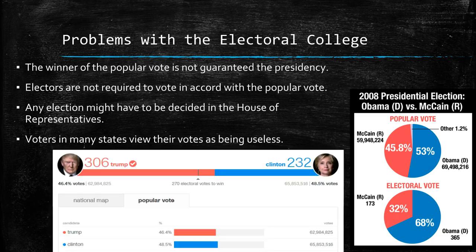So as you can see here, what I was saying about the 2016 election, you can see where the popular vote here, Hillary Clinton had about 3 million more votes than Donald Trump, but Donald Trump had a clear majority in the Electoral College. So it just doesn't always line up with the popular vote.